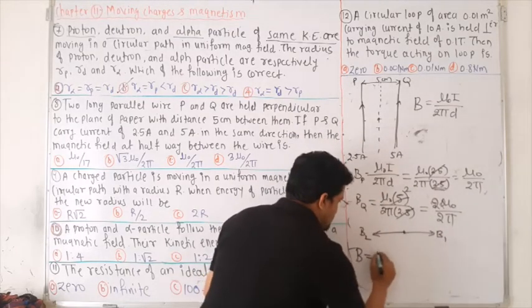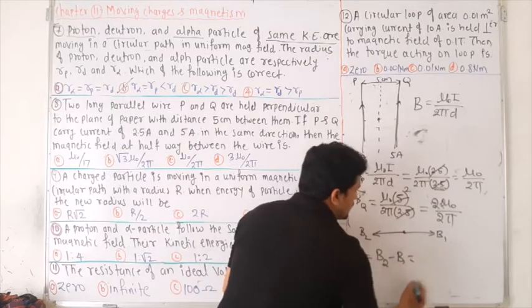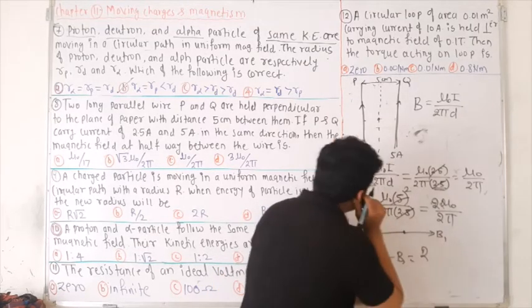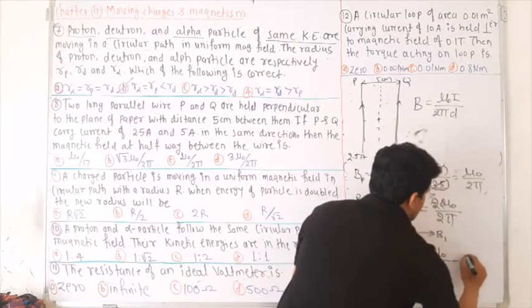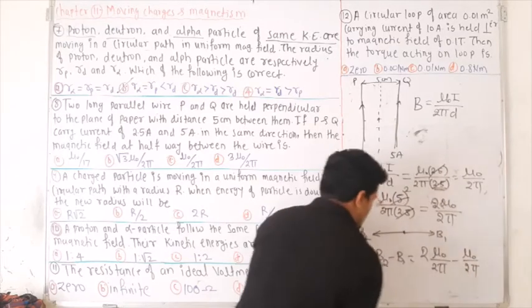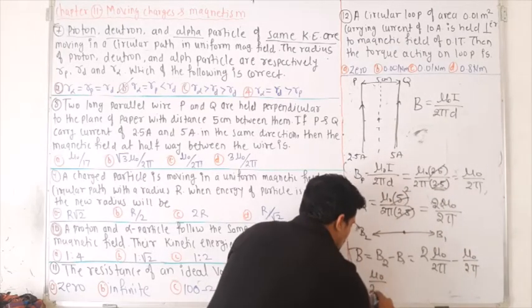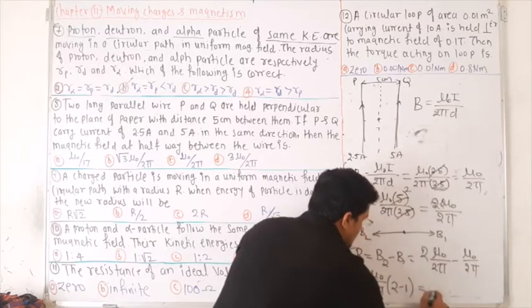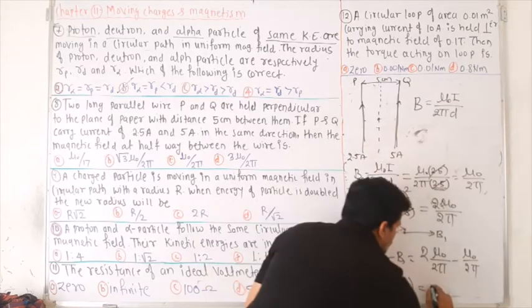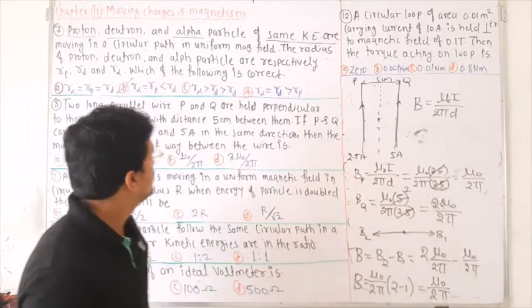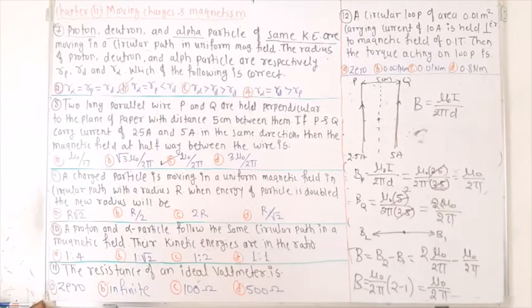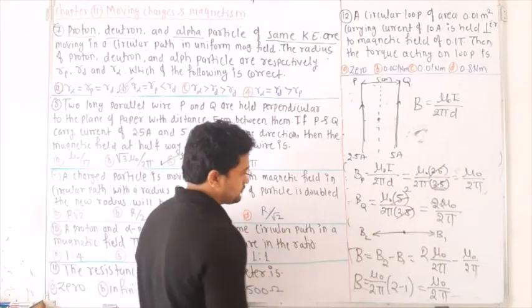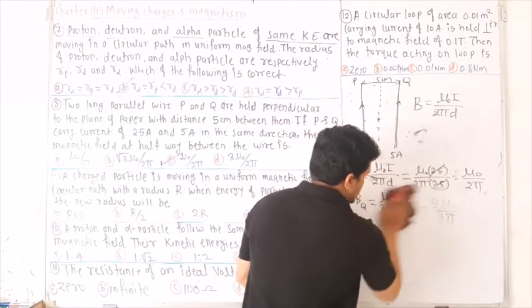So the net magnetic field is B2 minus B1. B2 is 2 times mu naught upon 2 pi, minus mu naught upon 2 pi. Take out the mu naught upon 2 pi common, and in the bracket 2 minus 1 will be left. And 2 minus 1 is 1. So the final answer is mu naught upon 2 pi. So this is the net magnetic field. So option C is correct. Just pause the video and note it down. Next one.